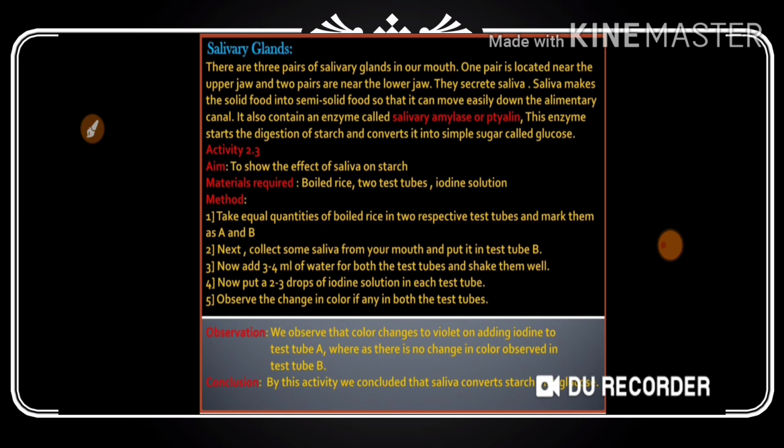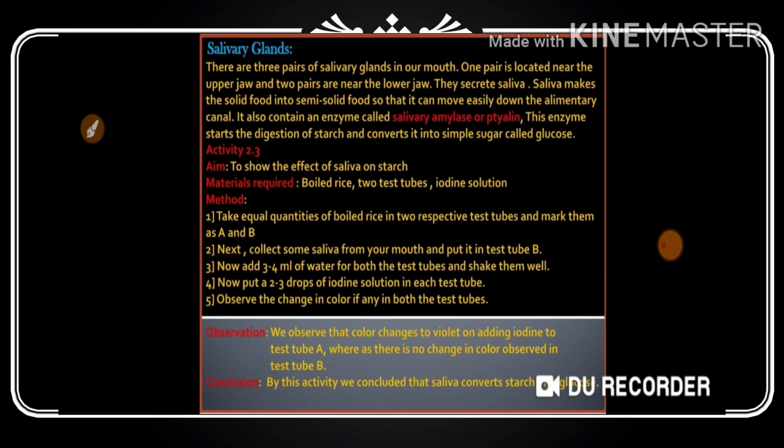Is there any means, by adding iodine solution to both the test tubes, that you get any kind of change in the color? That is what we need to discuss here. What you observe will give the answer. We observe that the color changes to violet on adding iodine solution to test tube A, whereas there is no change in the color in test tube B.